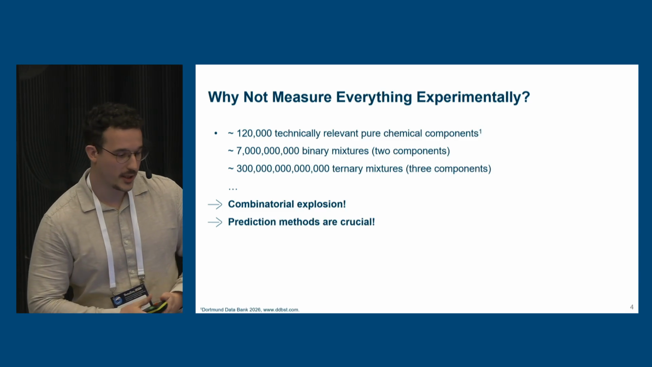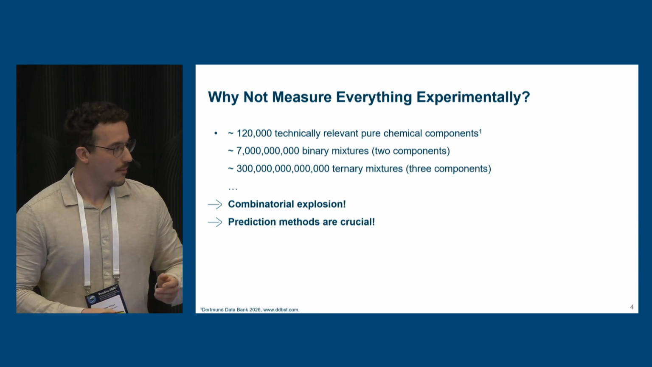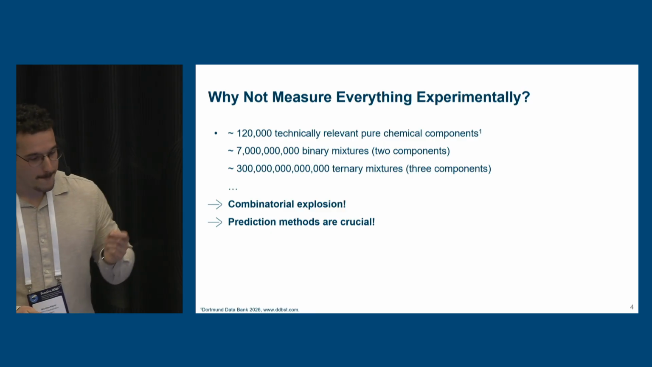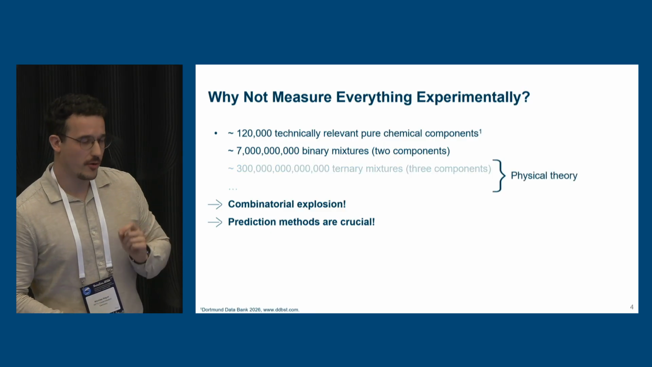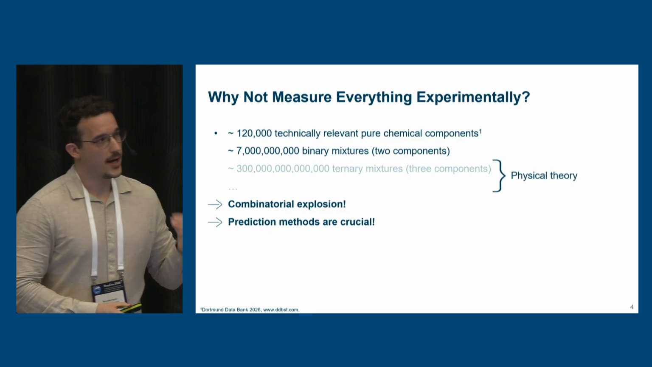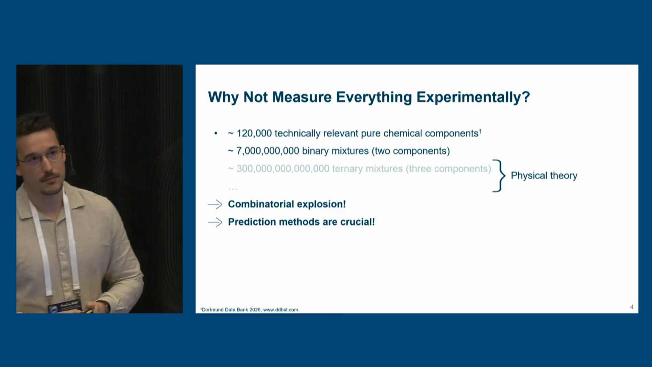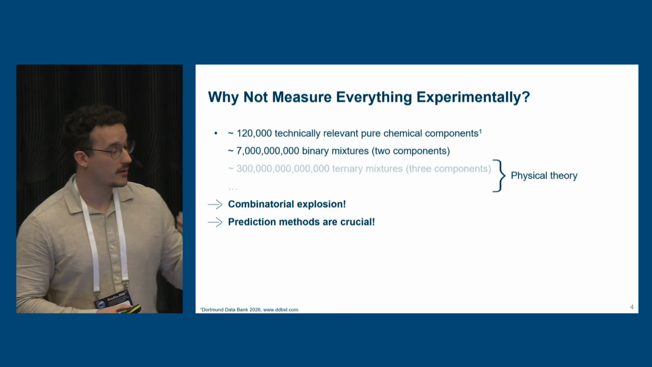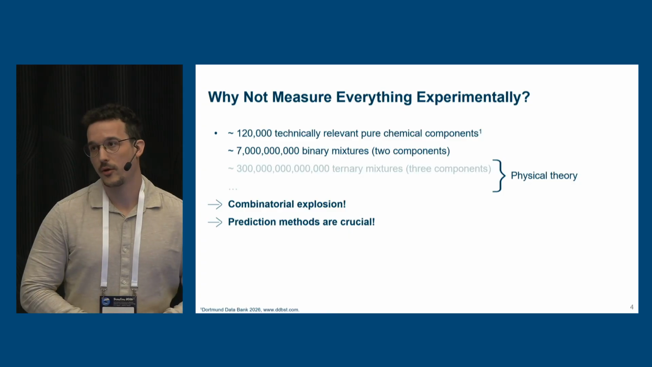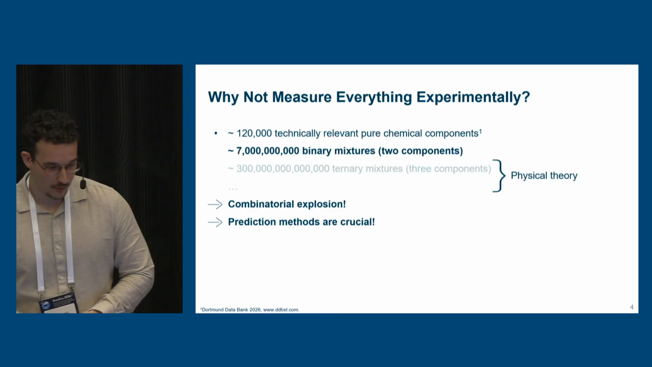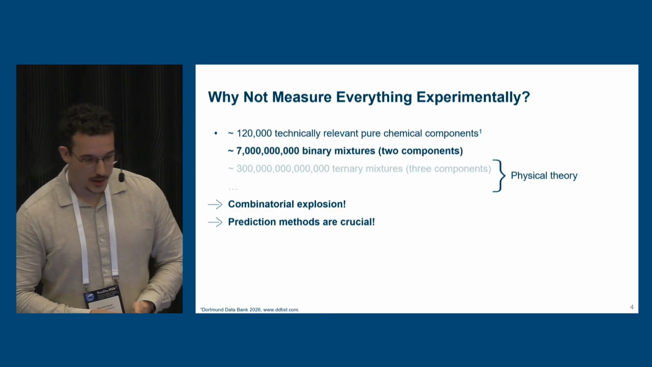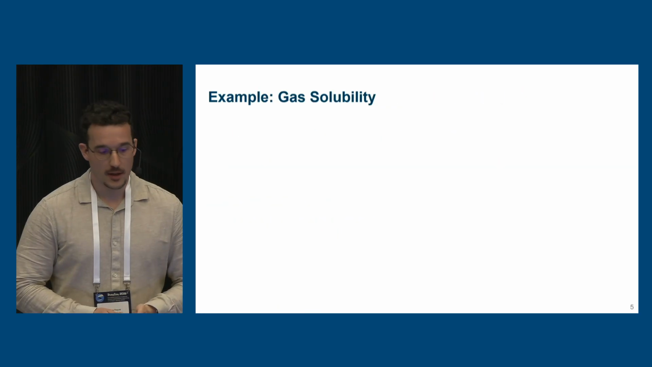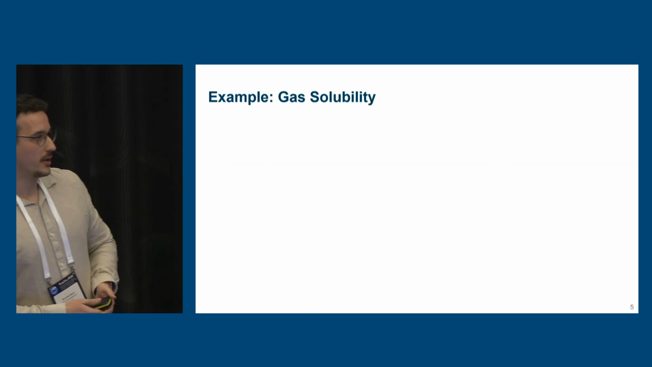We need good prediction methods. But here's one good thing. If we know how binary mixtures behave, we can extrapolate to multi-component mixtures using physical theory. That is why binary mixtures are so important, and that's why we are going to focus on binary mixtures in the following. Okay, now to give you an example, let's talk about gas solubility.